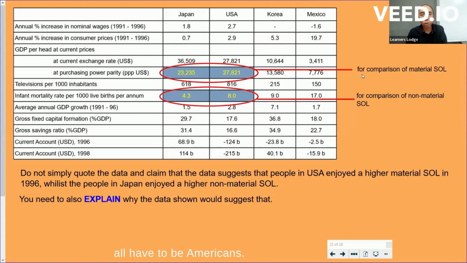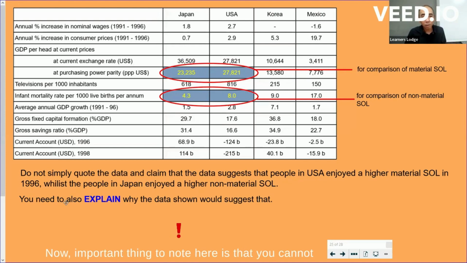So people in America don't all have to be Americans. People in Japan don't all have to be Japanese. We're talking about people in USA versus people in Japan, not people of USA versus people of Japan. So people in America seem to be enjoying a higher purchasing power than people in Japan.